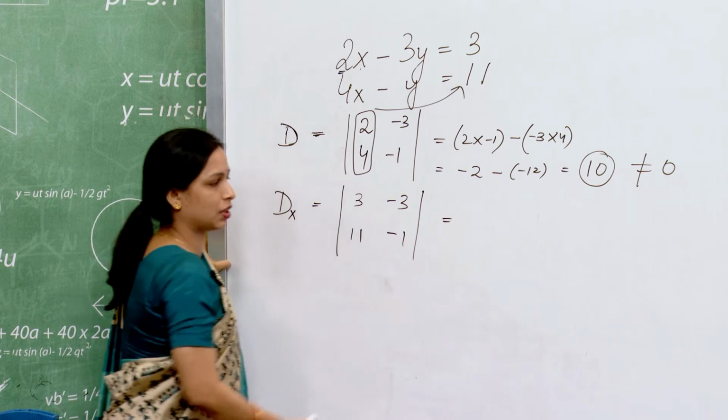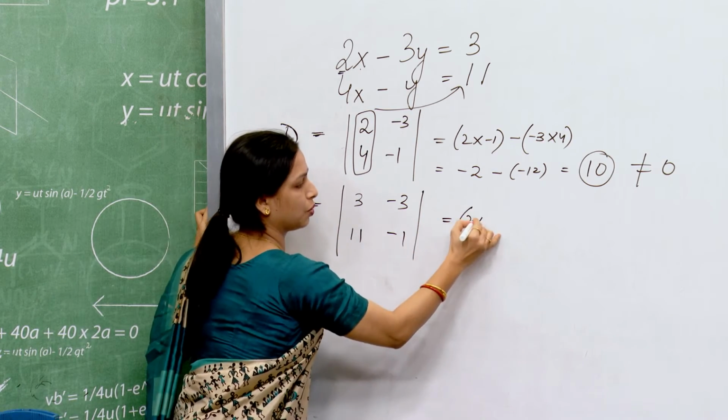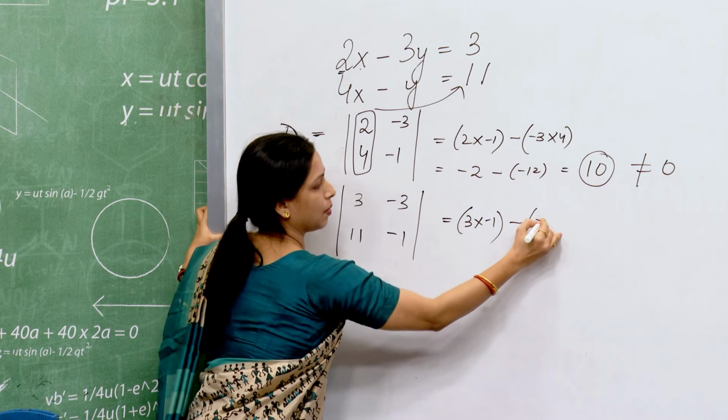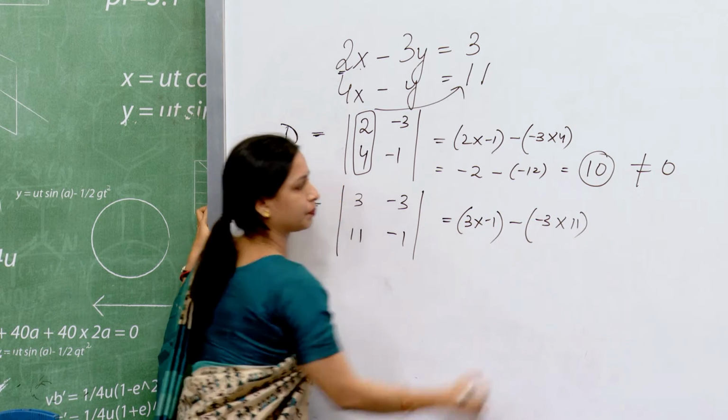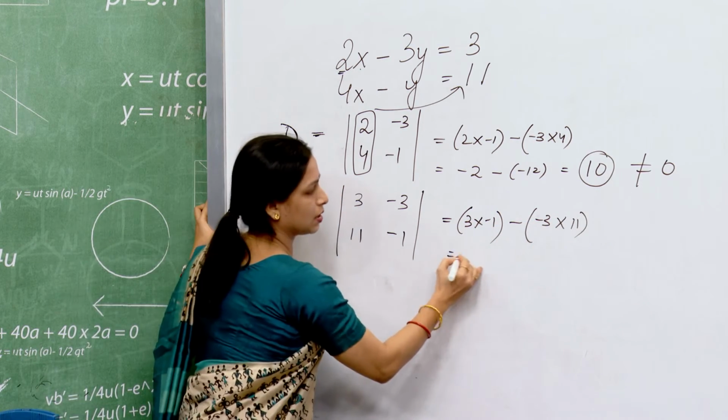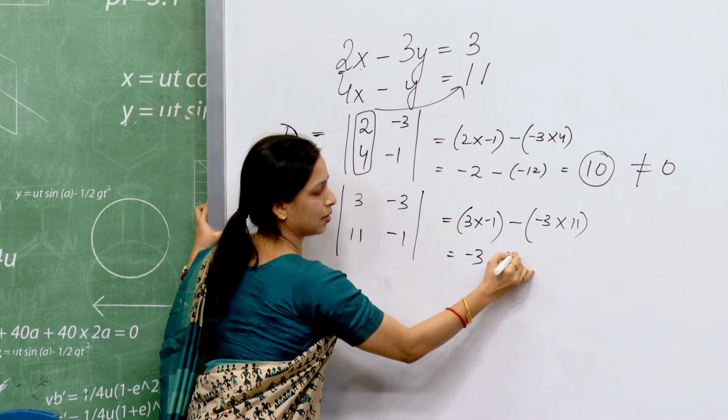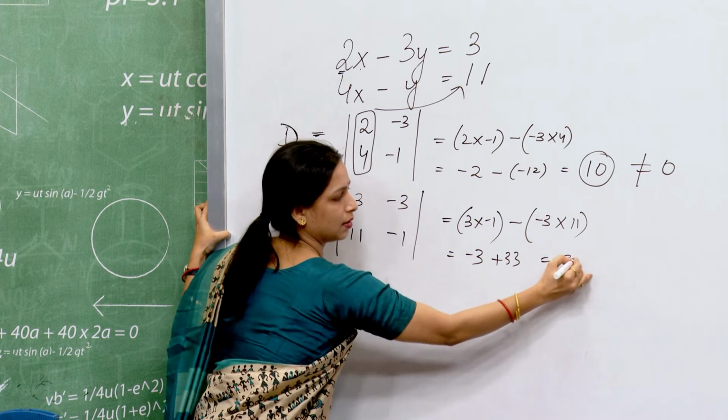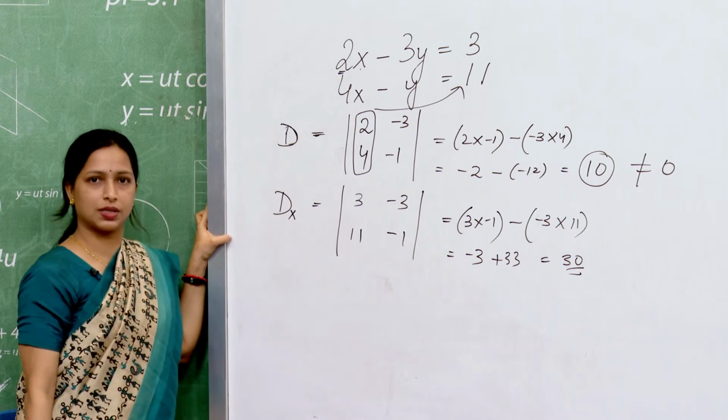Now we can find the determinant value. Here, 3 into -1 minus -3 into 11. So this is -3 plus 33. What is the answer? 30. So, the Dx value is 30.